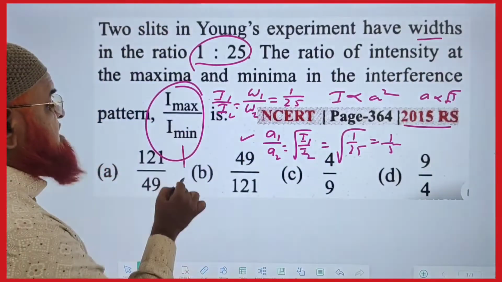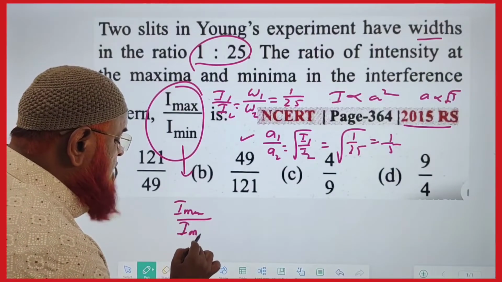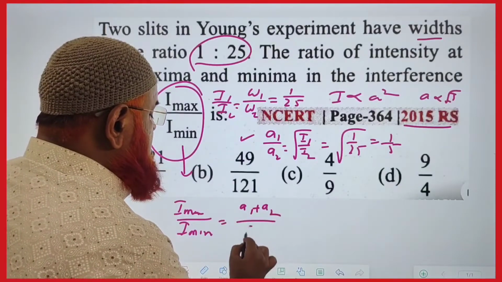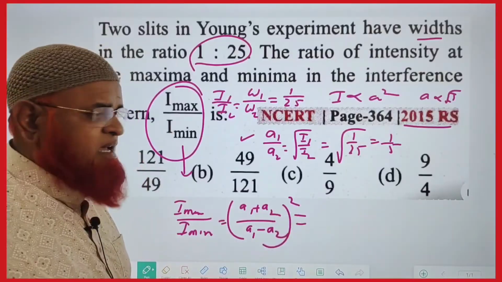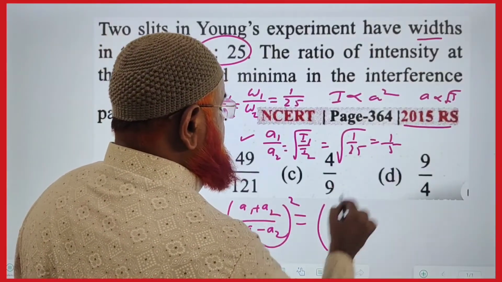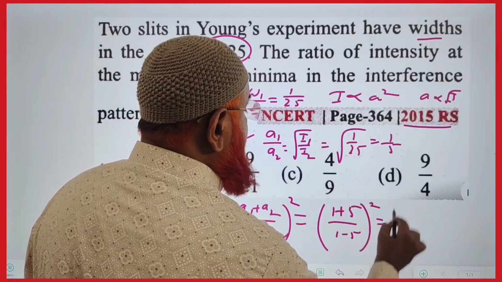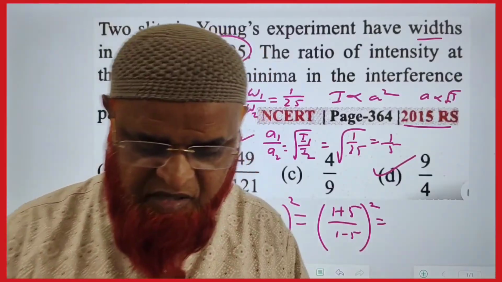Then you have to find I maximum by I minimum. So how are you going to find I maximum? You add the amplitudes for maximum, subtract the amplitudes for minimum, and square it. Then you get the answer directly, which is (1 plus 5) by (1 minus 5) whole square. If you do this, you will be getting 9 by 4. Thank you very much.